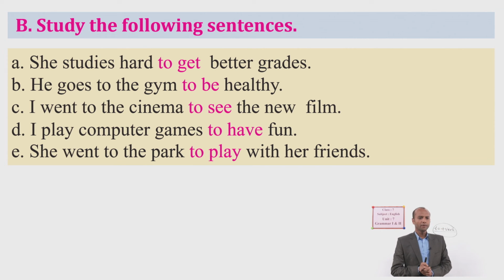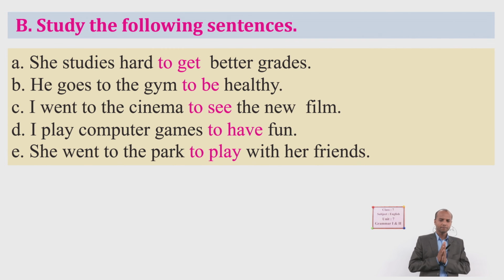B, he goes to the gym to be healthy. C, I went to the cinema to see the new film. D, I play computer games to have fun. And finally, E, she went to the park to play with her friends. So all these sentences have the to plus verb construction. Now, you might have some idea how and why they are used.